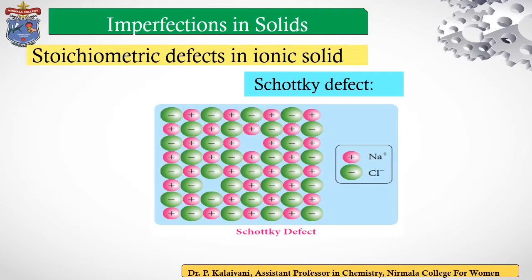For example, sodium chloride crystal. In sodium chloride, one Na+ and one Cl- ions are missing. So it results in Schottky defect. Potassium chloride, potassium bromide and cesium chloride are other examples.